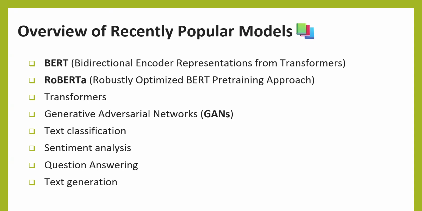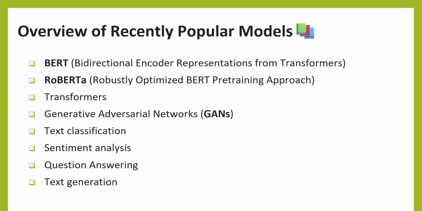Next comes the overview of recently popular models. So nowadays, several models have gained popularity. Some common models are BERT, which is a language model developed by Google that uses a multi-layer bidirectional transformer encoder to generate contextualized representations of words in input text. RoBERTa is a variant of BERT that uses a different optimizer and training procedure to improve the model's performance.